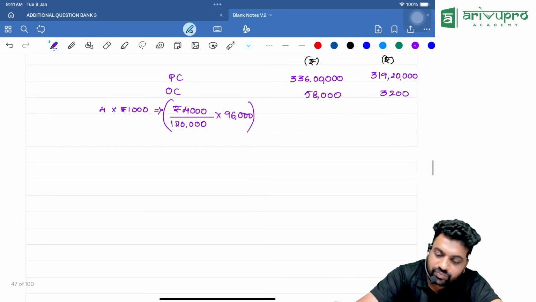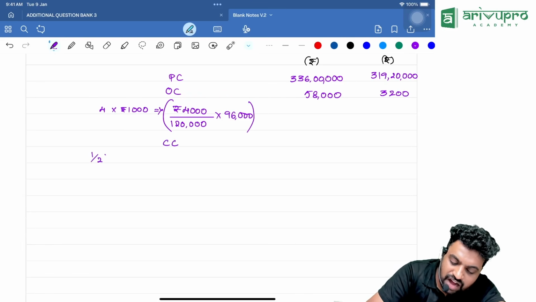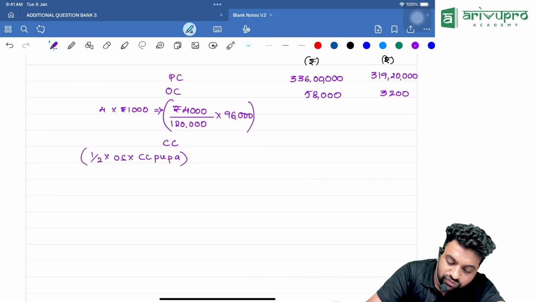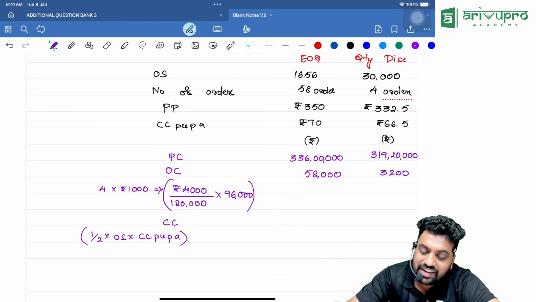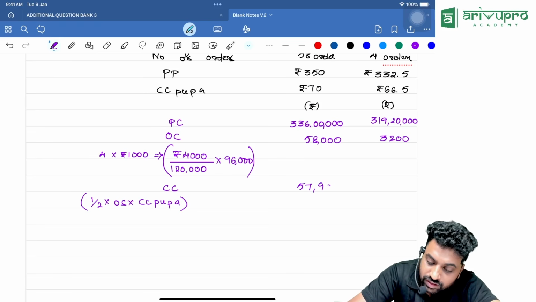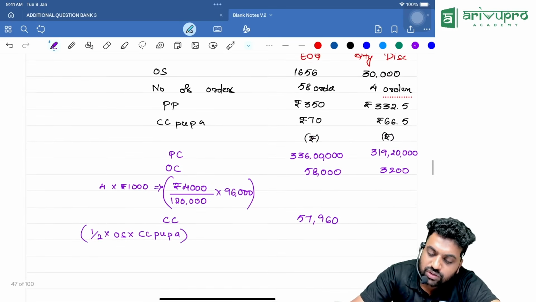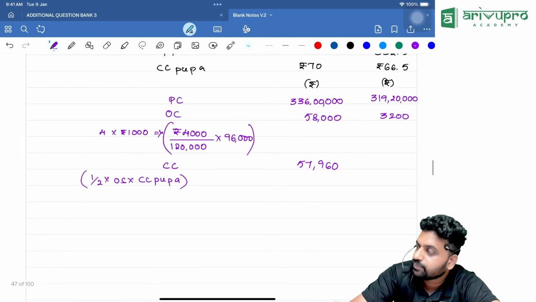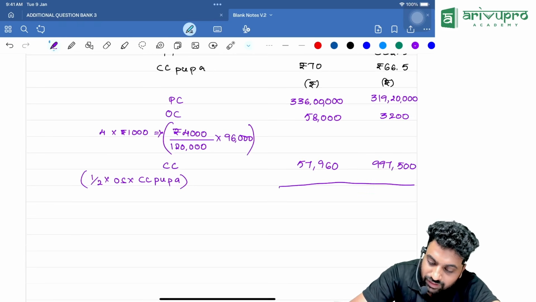Is that clear? Next is your carrying cost. Carrying cost will be half of your order size into carrying cost per unit per annum. So first case, half of your order size, half of 1,656 into 70, 960. Next one, it is half of 30,000 into 66.5, 9,97,500. Now that will give us total cost.